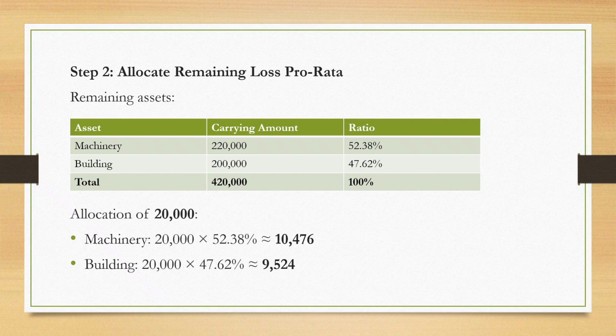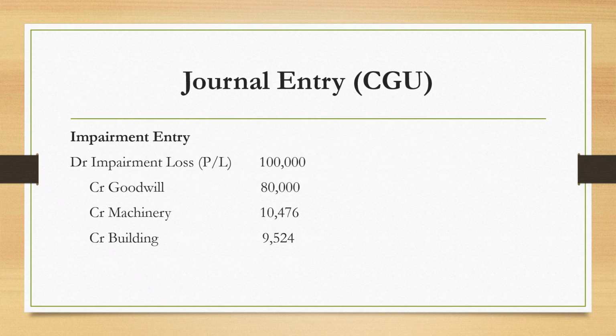Machinery receives about $10,476 and building receives about $9,524. Now this is the journal entry for the cash generating unit impairment. We debit impairment loss in profit or loss and credit goodwill, machinery and building accordingly.